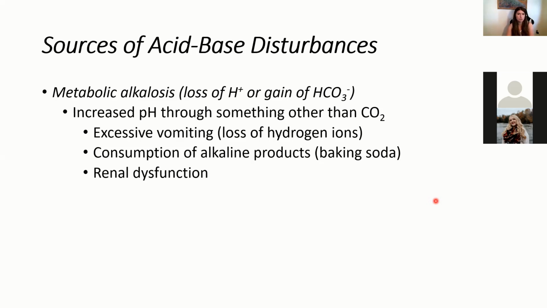You can also increase pH through the consumption of alkaline products. Like if you eat baking soda, which I by accident ate too much baking soda, right? When you make beer bread, you put baking soda in there to make it rise. So if you consume alkaline products, if you're a bad baker like me, you can end up in metabolic alkalosis because you have too much bicarbonate, because baking soda is just bicarbonate.